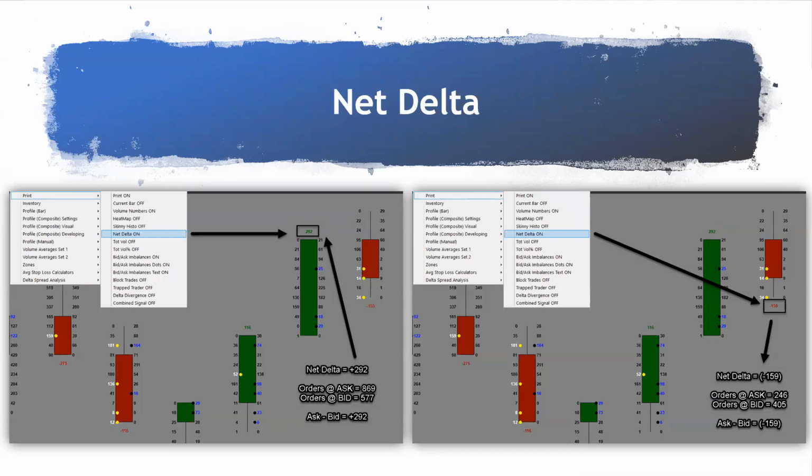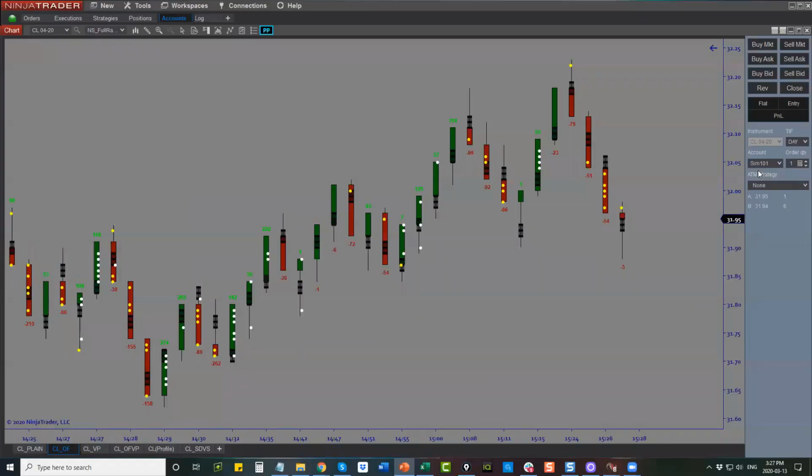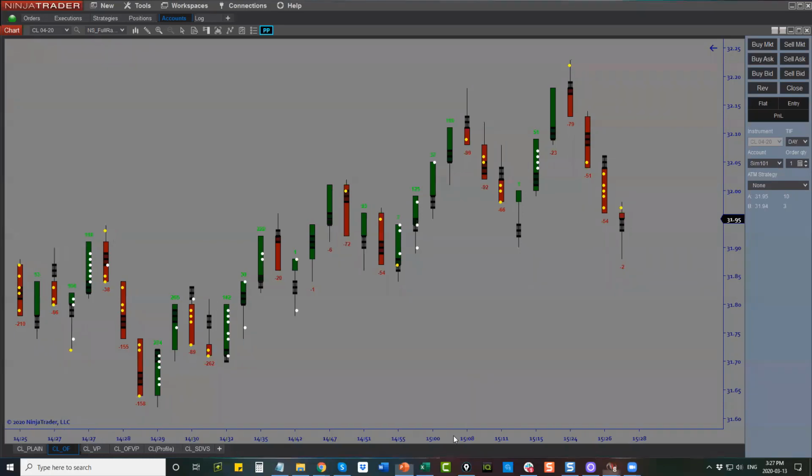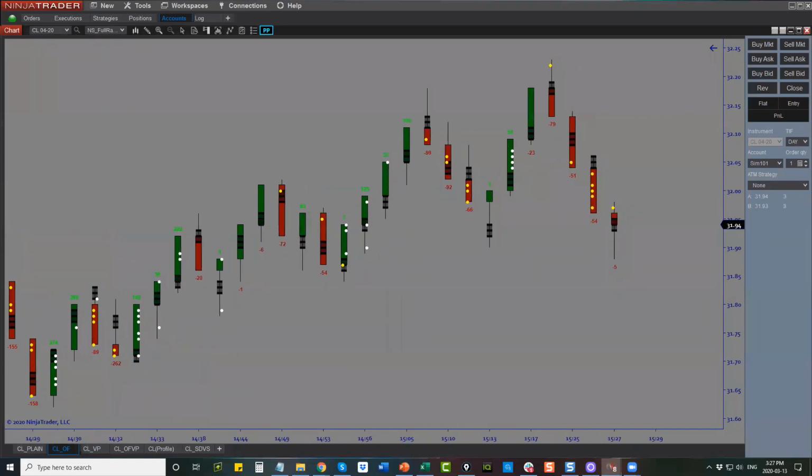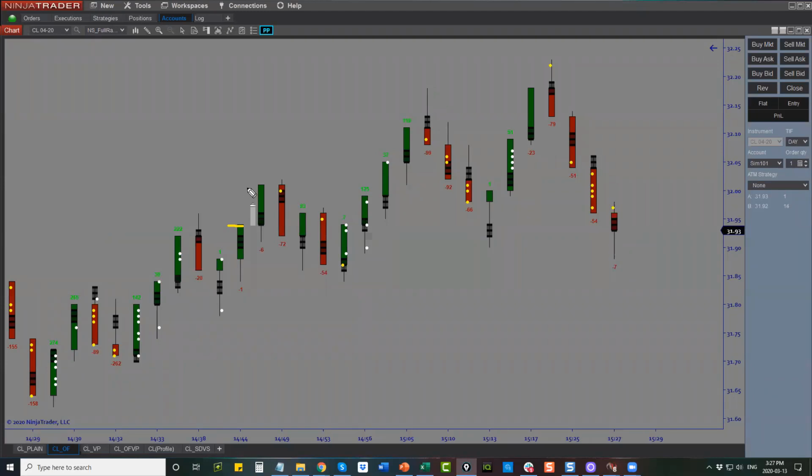Now, there will be times when you will see price go up on negative delta. There will be times when you see price go down on positive delta, okay? That's kind of like a random thing that normally doesn't happen. So when it happens, it should make you think, well, what's going on here, right? Let's give you an example. Let's go and take a look here. Look at this right here. Prices are going up, but on negative order flow, okay?